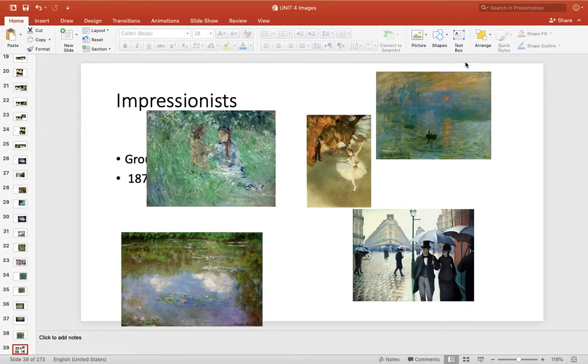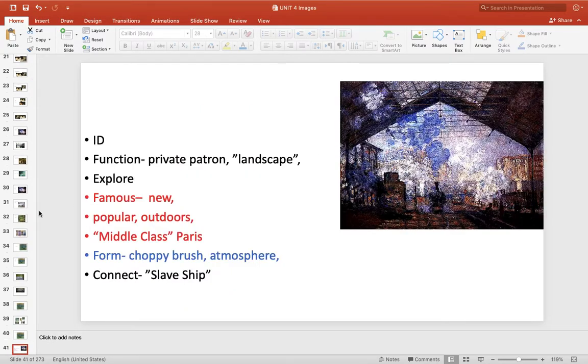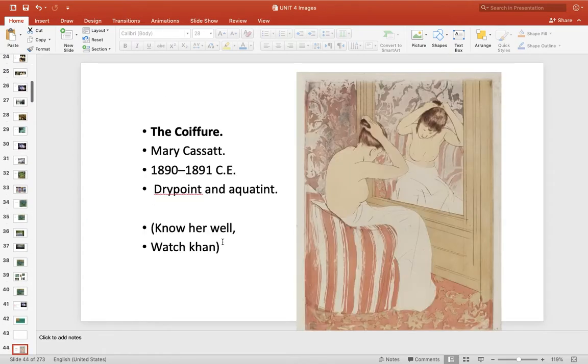And the Impressionists are, by definition, a group of artists in the 1870s, 1880s in Paris, different artists that were a new type of artist. It was the new. Okay, so function, landscapes, exploring what we see, famous because it's new, popular, outdoor art, middle class, Paris art, form, choppy brush, maybe similar to Slave Ship.